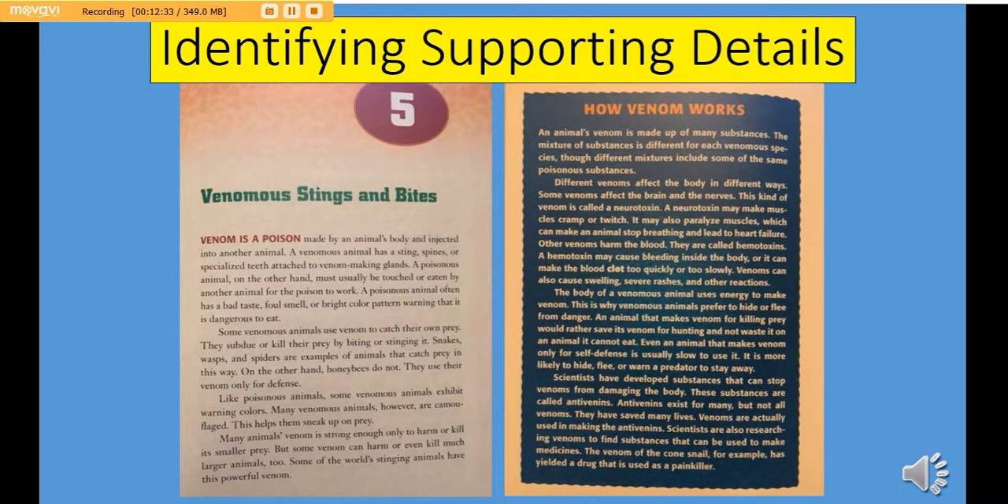Okay, now it's your turn to try to identify some supporting details. I will reread the text, and you can pause the video at any time to write down on a post-it note details that you think support this main idea that some animals protect themselves by injecting venom into their enemy. At the end, I will reveal the details that I think you should have included, and then you can adjust accordingly.